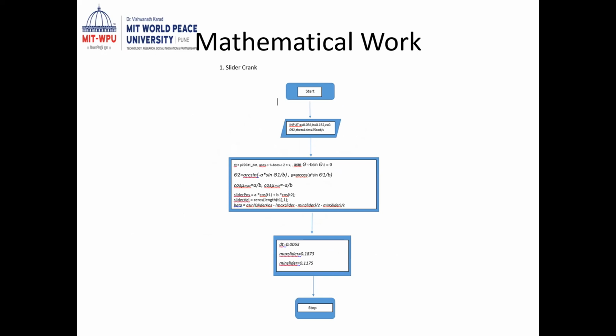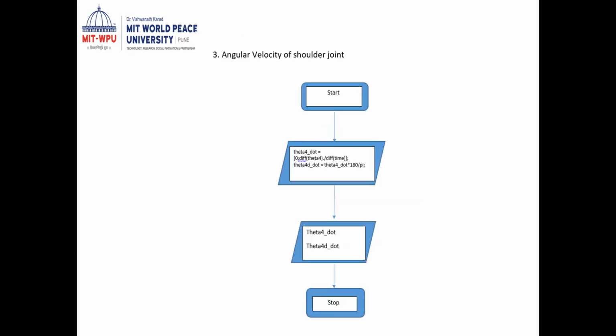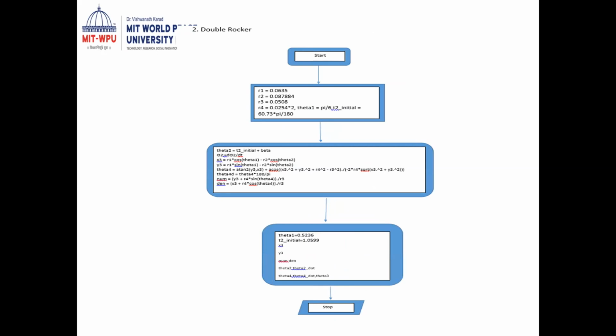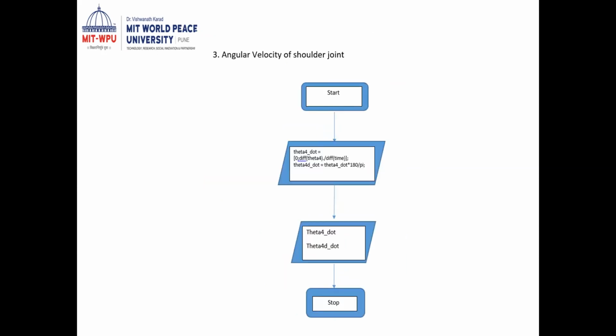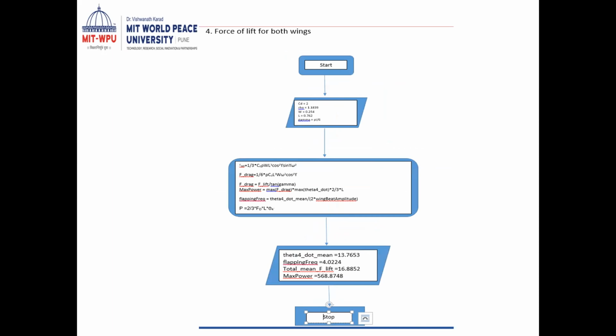The next part of the methodology was the mathematical work. For the mathematical work, we used MATLAB for all the calculations, and we entered the equations there. That is how we completed all our mathematical calculations. First was the calculation for the crank, in which we put the values that we calculated, comparing with the models that were made before. The next was for the double rocker, and the next one was for the angular velocity of the shoulder joint. The wings were also compared with the previous models.